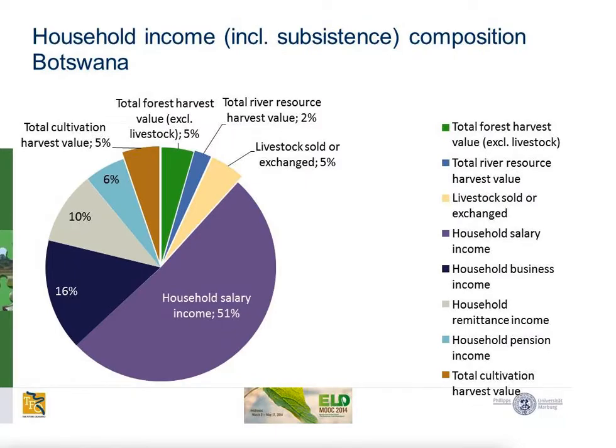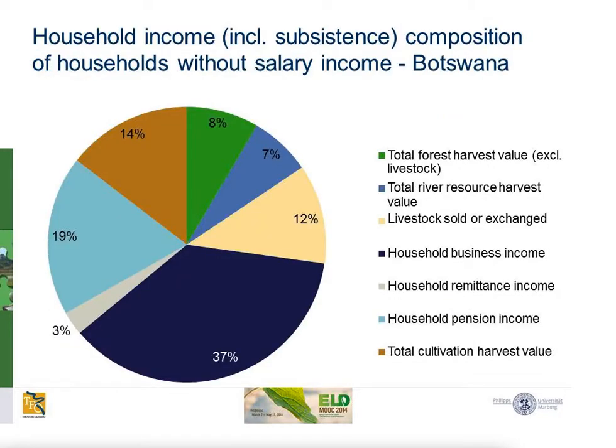Now let's look at Botswana. Here it's even more pronounced. Even the salary income makes up an even larger share in Botswana, at our Botswana site approximately 33%. Now, 25% of the household members receive some salary income. And you see that what they receive proportionally from natural resources is even smaller than in Namibia.